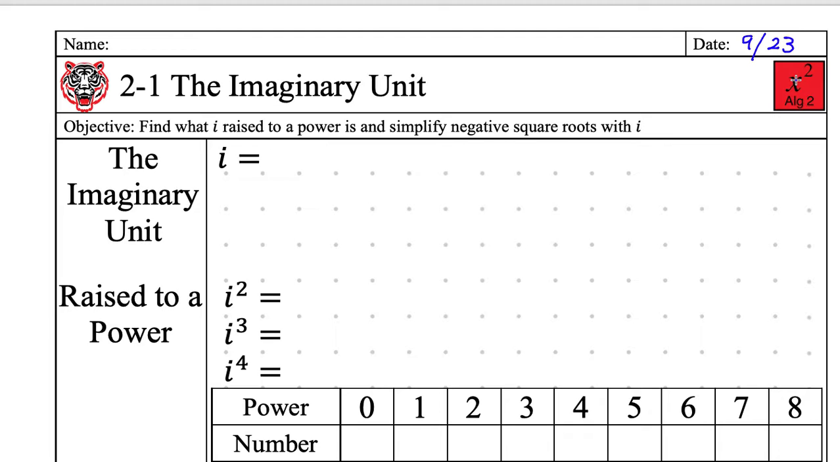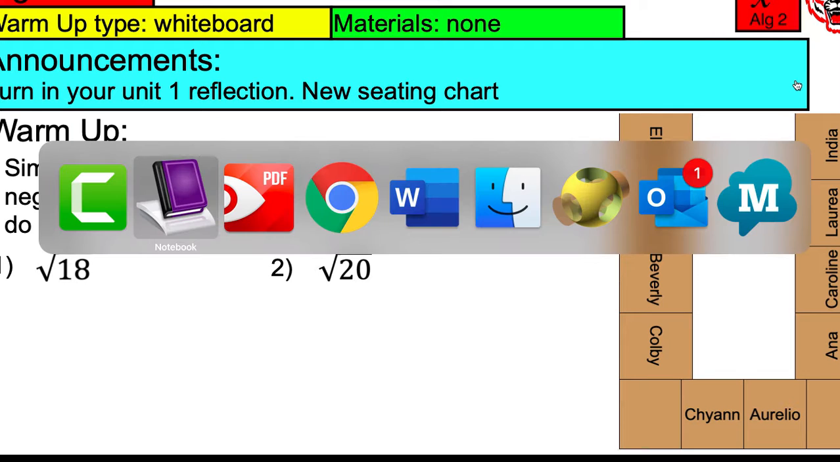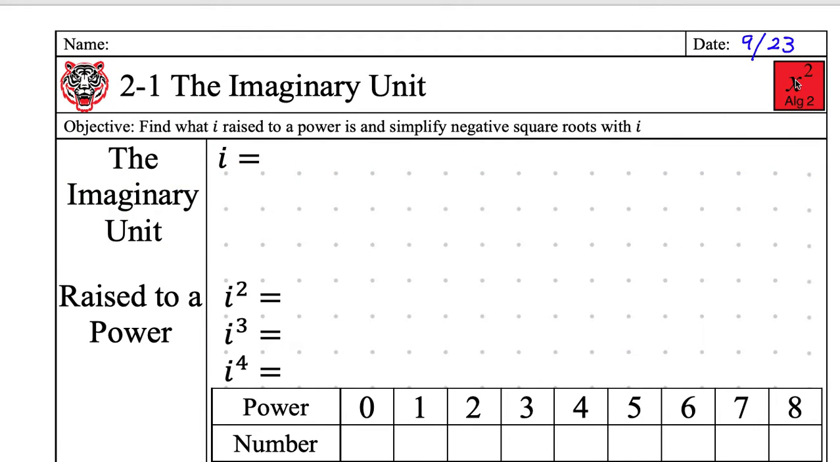Who wants to read it? Caroline. Find what i raised to a power is and simplify negative square roots with i. There it is. So our warm-up was simplifying square roots without i. That was back over here. And now we're going to simplify square roots that do have i in them.